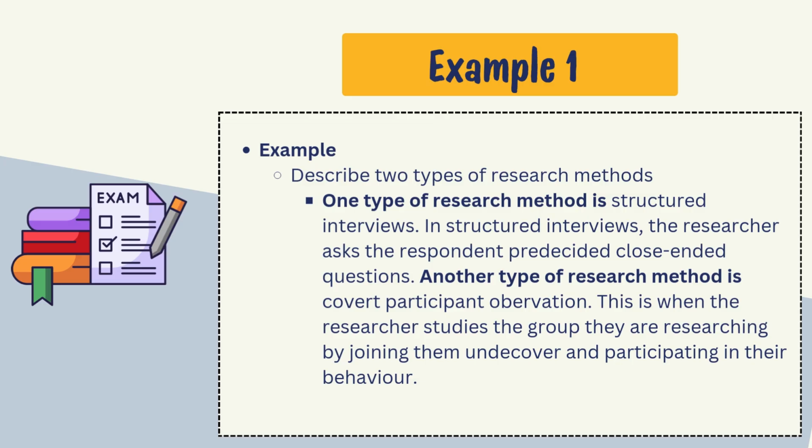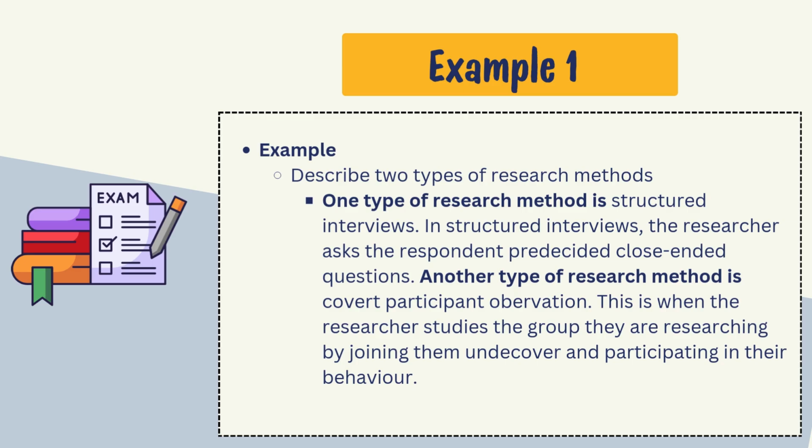We have "describe 2 types of research methods", and my answer would be: one type of research method is structured interviews. In structured interviews, the researcher asks the respondent pre-decided close-ended questions. Another type of research method is covert participant observation. This is when the researcher studies the group they're researching by joining them undercover and participating in their behavior. So as you've seen here, signposting is what I've highlighted in bold: one type of research method is, another type of research method is. So here you're showing that you're answering both parts of the question.